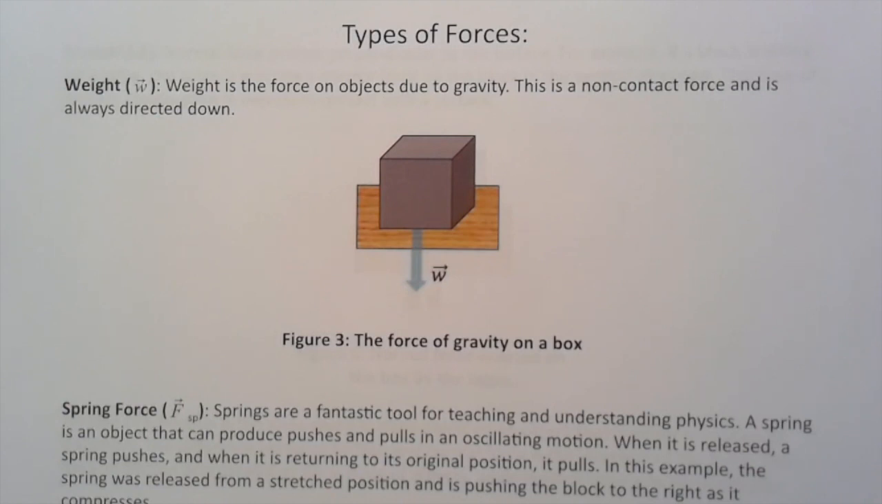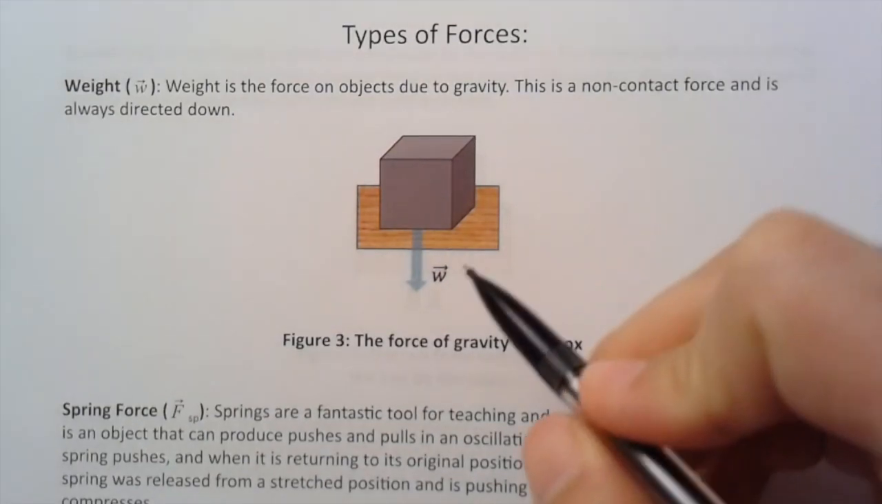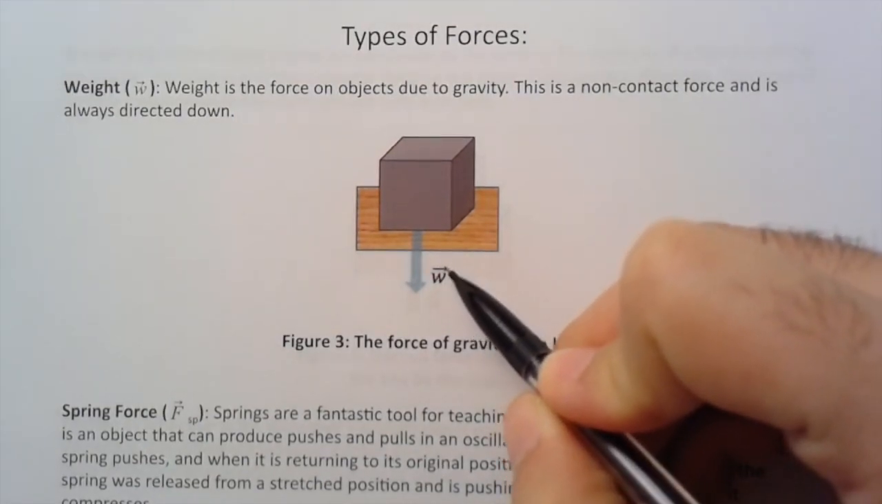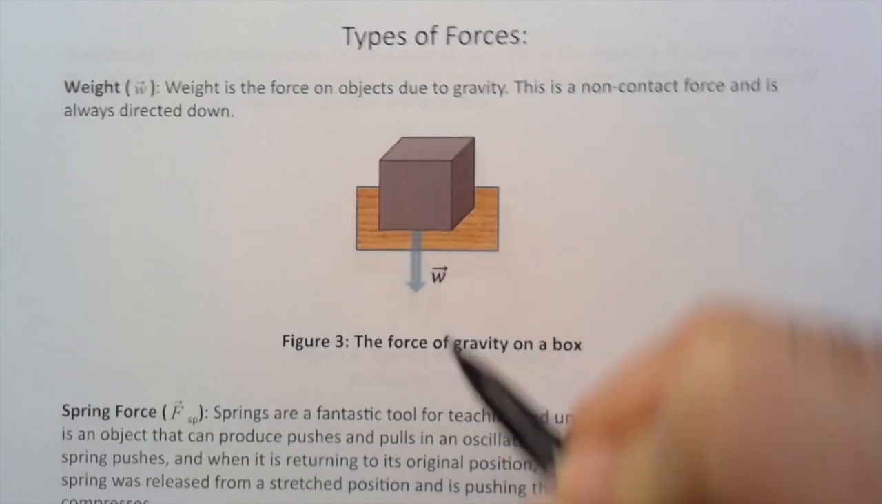But when we get to Physics 2, you're going to see that objects outside of Earth, if they're located below the Earth, they're going to be pulled upwards. But we don't have to worry about that right now. And so it's denoted with a W and an arrow at the top. The arrow tells you that it's a vector.